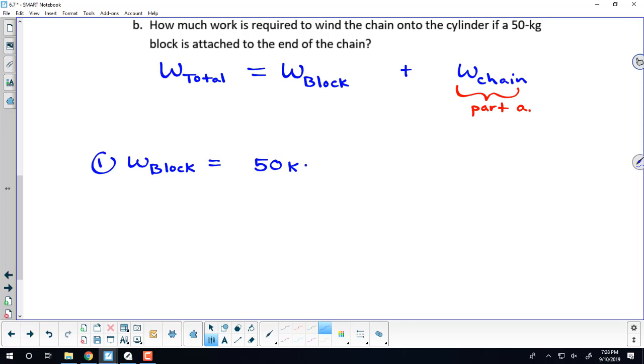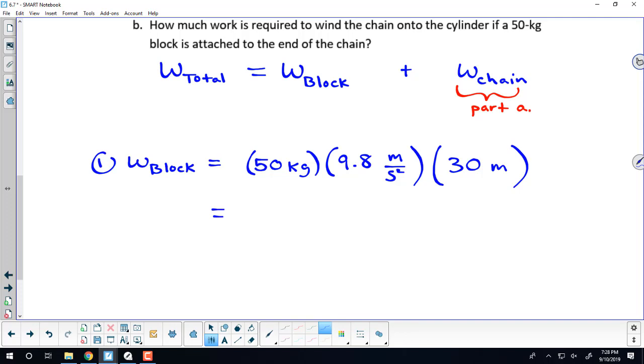50 kilograms is the weight, times gravity, times the distance. Since the block is just a point, its distance of lift doesn't vary, because it's on the bottom of the chain. It gets lifted 30 meters. So that's it. That's all that was necessary to calculate the work of the block.